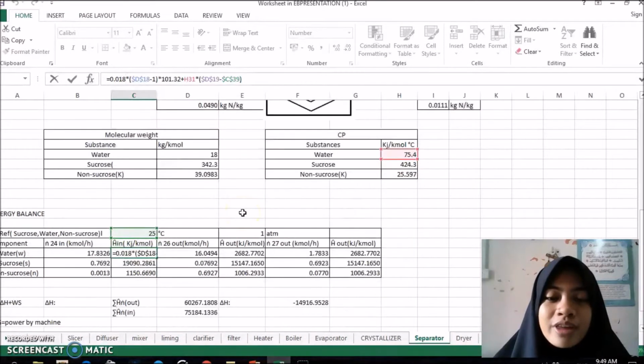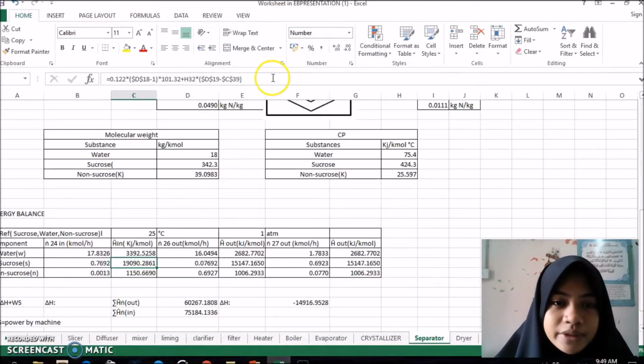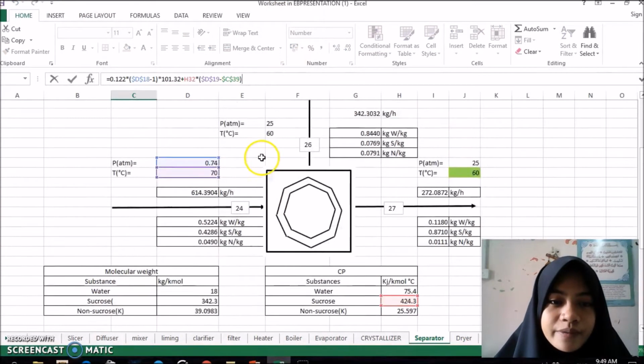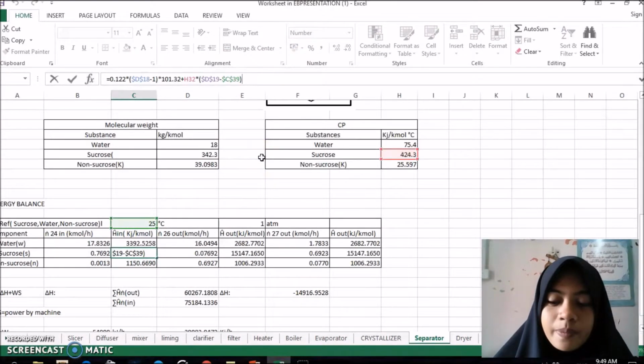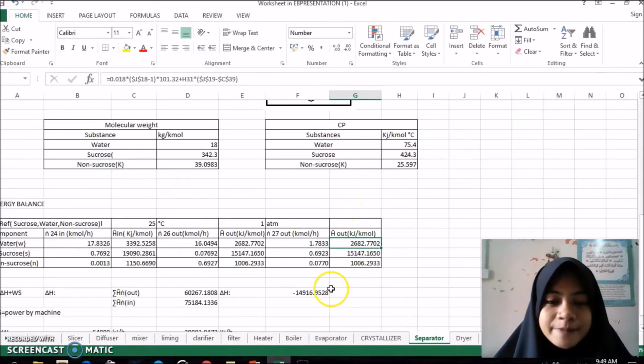So it is the same as the other calculations, which is this one and this one, the same. As you can see there, it is the same. Same goes for the outlet.